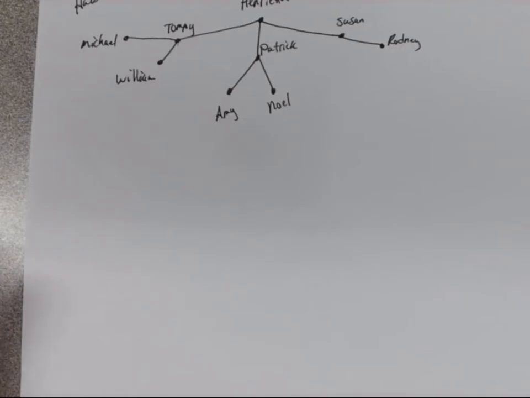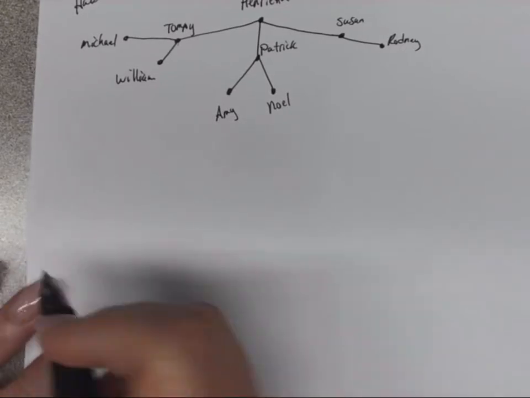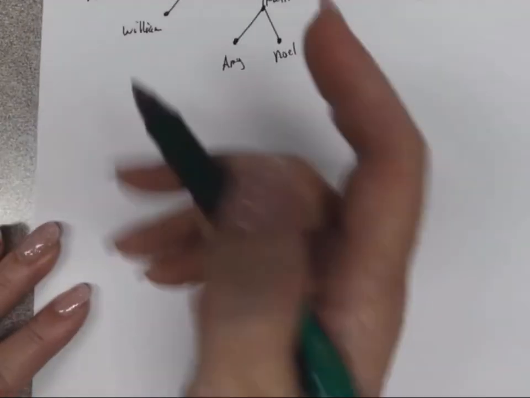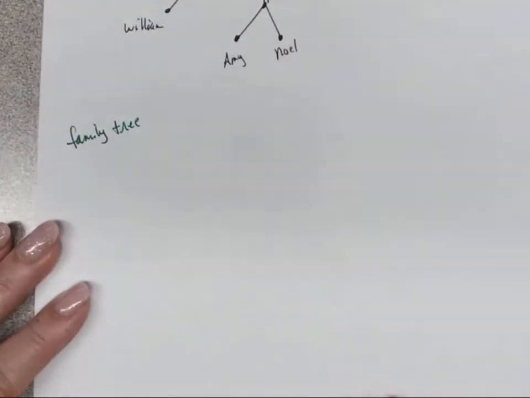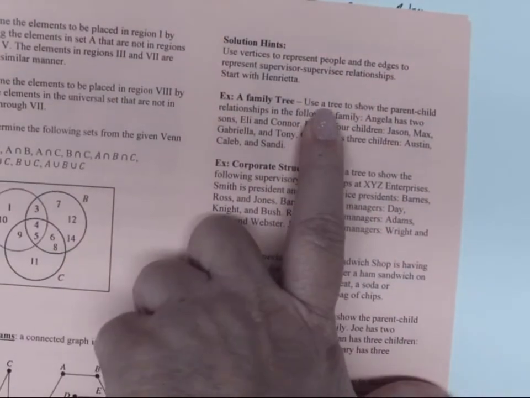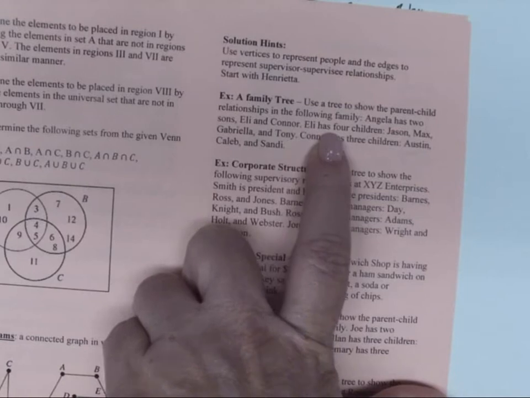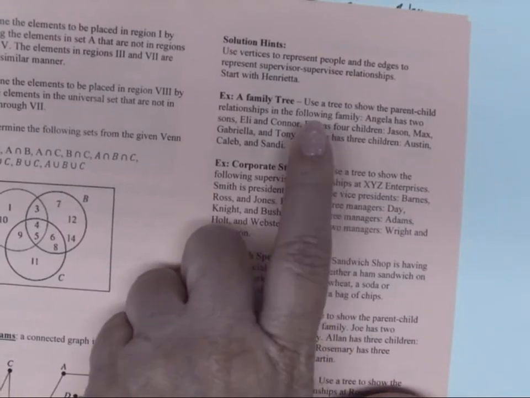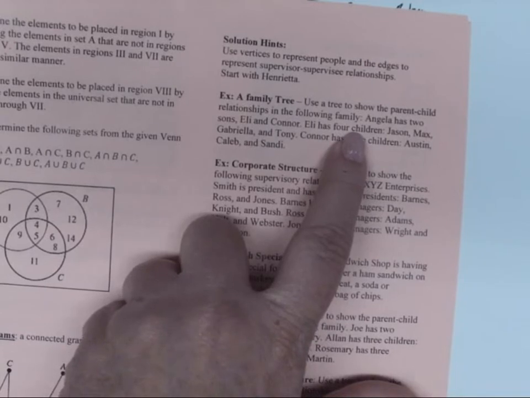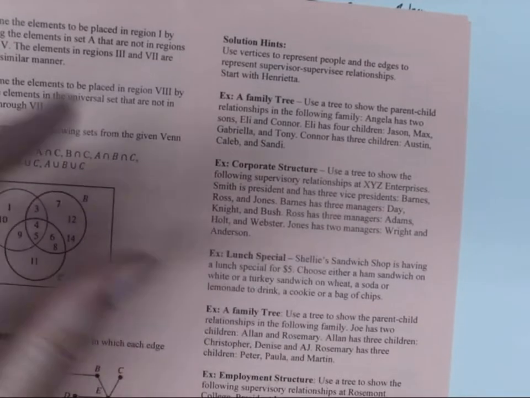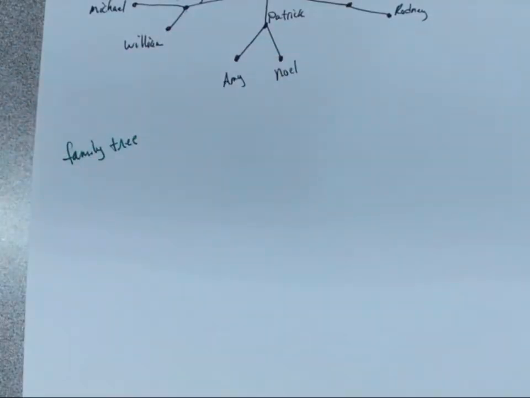All right. The next one we're going to look at is a family tree. I'm only writing it out here so that you can see which one I'm looking at. We're going to use a tree to show the parent-child relationships in the following family. Angela has 2 sons, Eli and Connor. Eli has 4 children, and then Connor has 3 children, and we'll get to their names in a second. So we're having a family tree, and the parent is Angela.